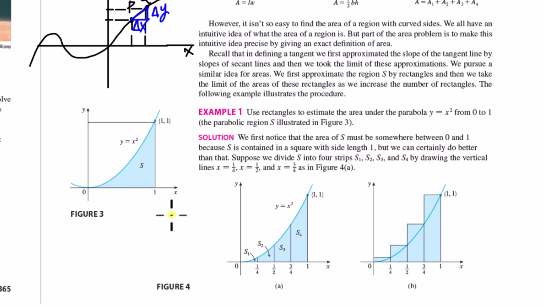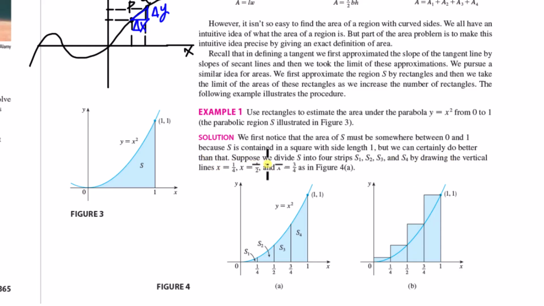We know that the area S must be greater than 0. We can see there is some area here. But we also know that this area S can't be greater than the area of this square. We can see that that's definitely the case. And we know the area of the square is 1 times 1. So our first estimate is that the area of this region is something between 0 and 1. But like it says, we can certainly do better than this.